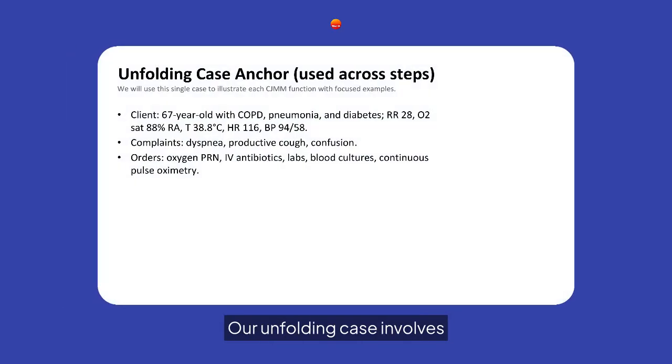Our unfolding case involves a 67-year-old with COPD, pneumonia, and diabetes. The client presents with dyspnea, a productive cough, and confusion. Orders include oxygen, IV antibiotics, labs, and continuous pulse oximetry. This case will illustrate each CJMM function with focused examples.